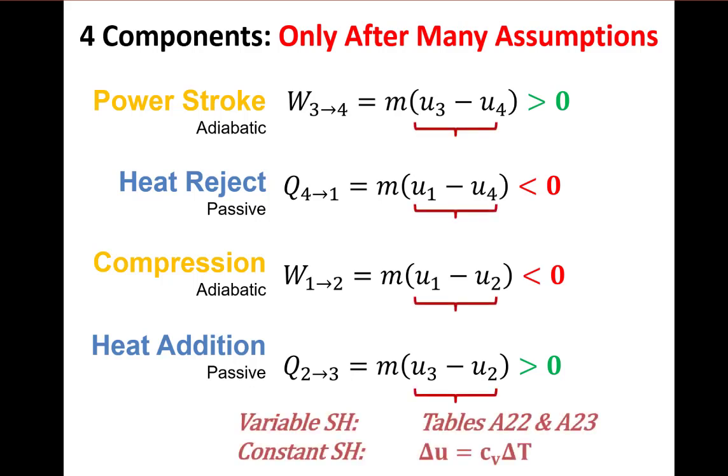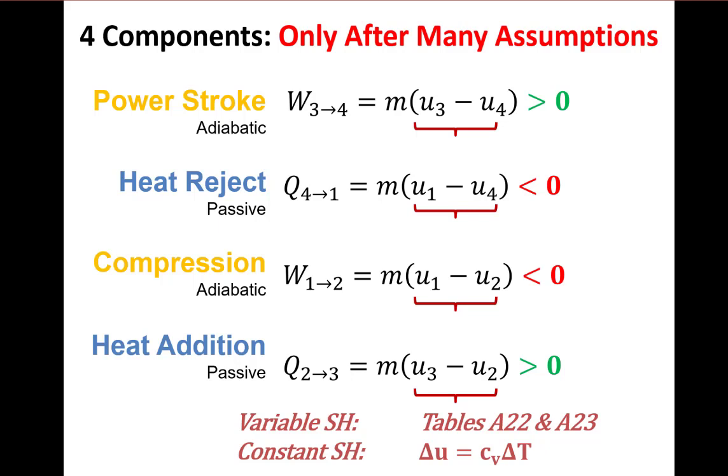We say, what's the fluid? And if it's variable specific heat, we'd look on table A22 or maybe A22E. Or if it's not air, then I think you look on table A23. But if it's constant specific heat, you take all of these delta u's and you change them into Cp or Cv times delta T, right?